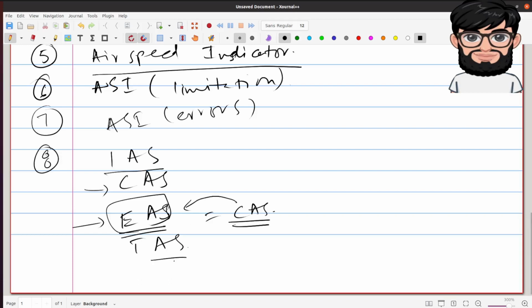And the true airspeed is the CAS, the calibrated airspeed corrected for altitude and non-standard temperature, the airspeed of the airplane in relation to the air mass in which it is flying. That's the true airspeed.